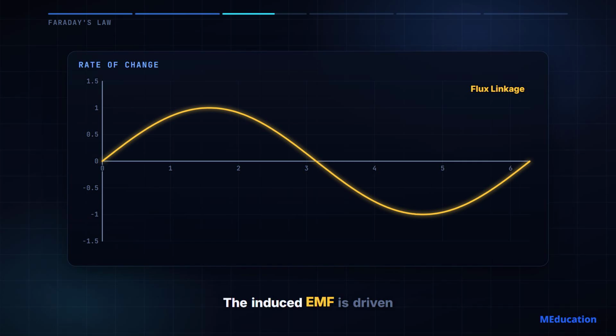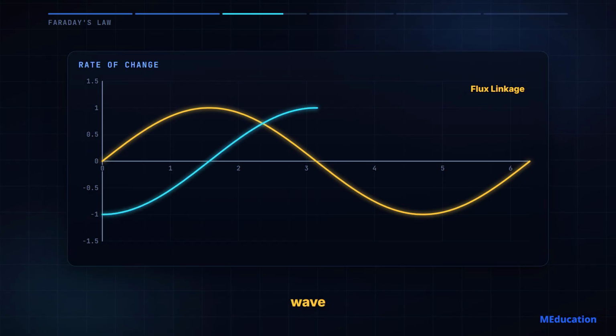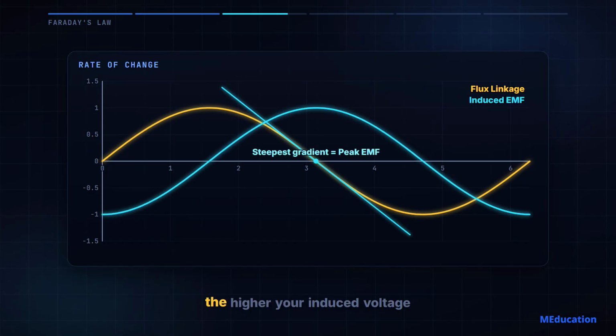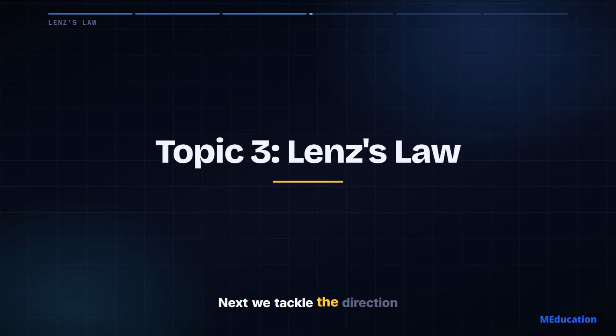The induced EMF is driven by this gradient, mapping out a negative cosine wave. The steeper the flux graph, the higher your induced voltage. An A-star candidate always links the peaks of the EMF graph to the steepest gradients of the flux graph. Next, we tackle the direction of that voltage with Lenz's law.